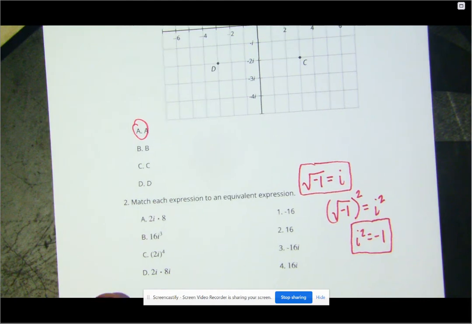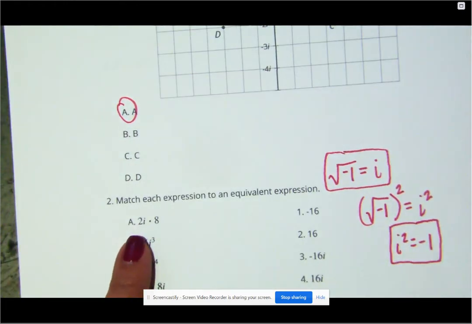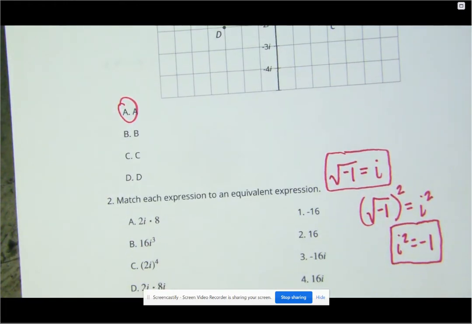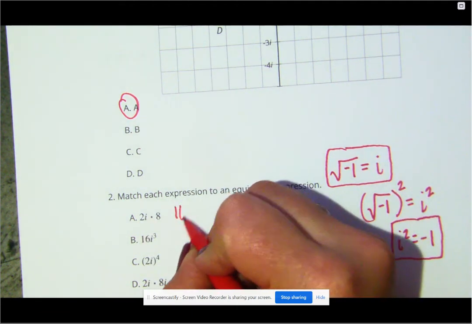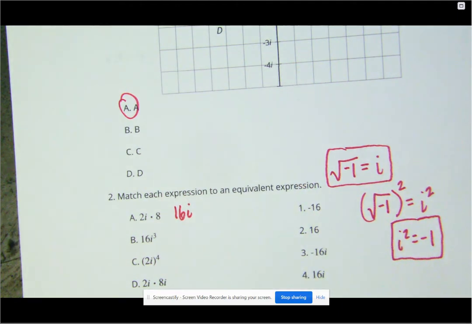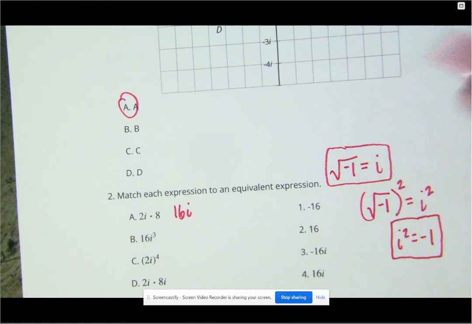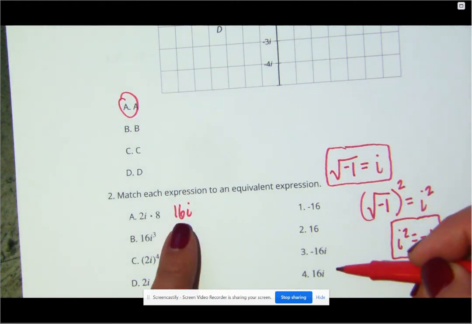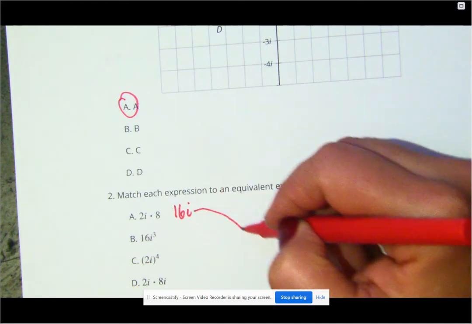Now let's do our operation. For this first one, you sort of just treat i as a variable, and then at the end assess its value based on one of these over here. So we've got 2 times 8, 16i. And i alone is the square root of -1, which is not a choice over here, but 16i is. So this one is number 4.